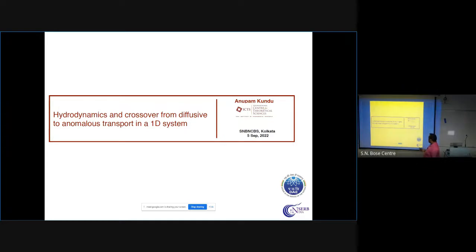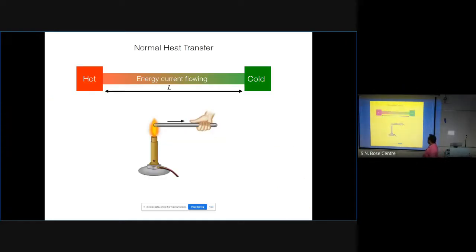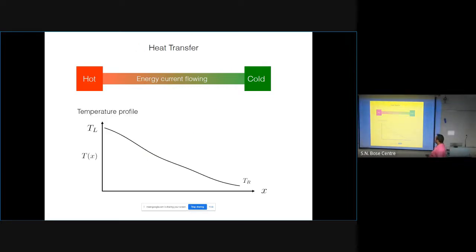Okay, so let me start from a more general perspective. Suppose you have an extended system which is connected to two reservoirs at different temperatures, then an energy current starts flowing across the system. For example, if you hold an iron rod against a lamp, then you start feeling warm on the other side of the rod, which means that some amount of heat is getting transported through this rod. And as the current flows, a temperature profile also gets established across the system. This side has higher temperature, this side has lower temperature. So we have a temperature profile that gets established.